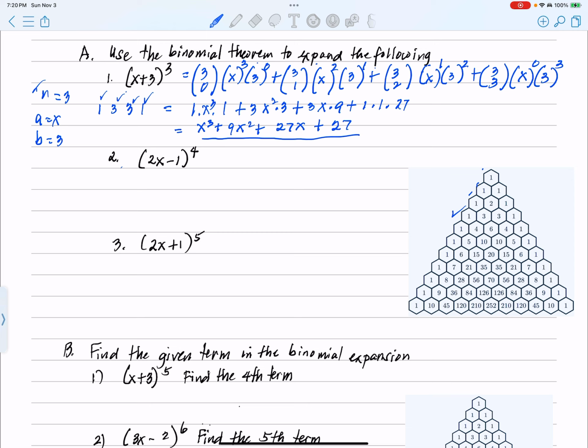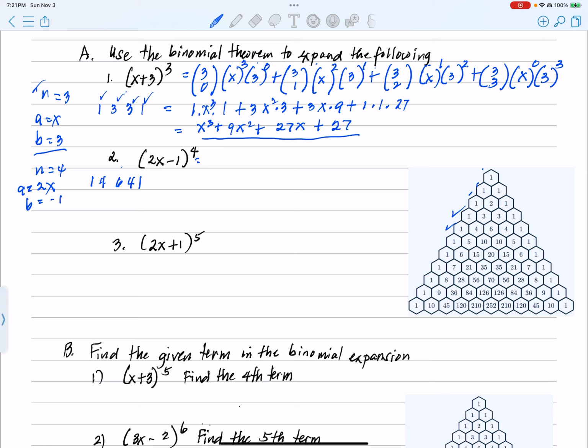Let's identify the n. n is 4. First term is 2x. Second term is -1. Okay, I'm gonna start. I have to look first at the coefficients, the terms. In the fourth row, it is 1, 4, 6, 4, 1. Okay, it's symmetrical. All right, I'm gonna start my summation from 0 to n, so 0 to 4.